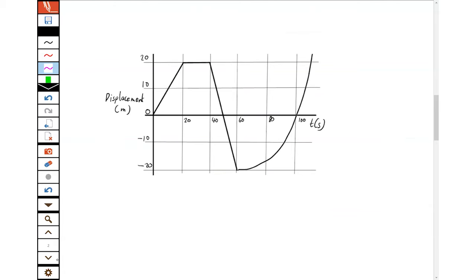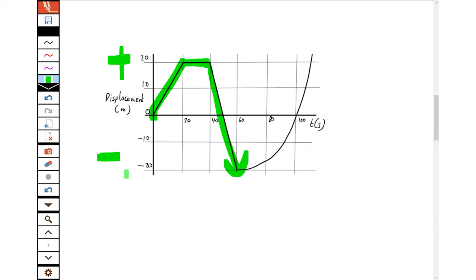So if we look at this graph now of displacement against time, the first thing you could do with any graph in a question is just to read the graph and see what the story is before you try and answer it. So this object started at 0. It was moving in the plus direction up to 20 meters. Then it stopped there for 20 seconds. Then it was moving in the opposite direction, in the minus direction.